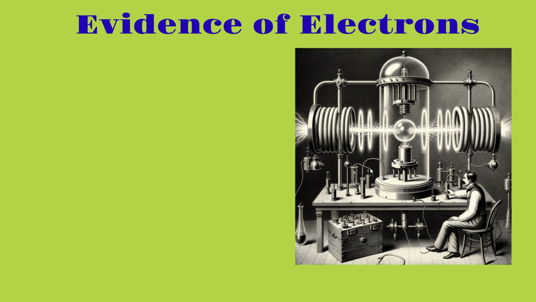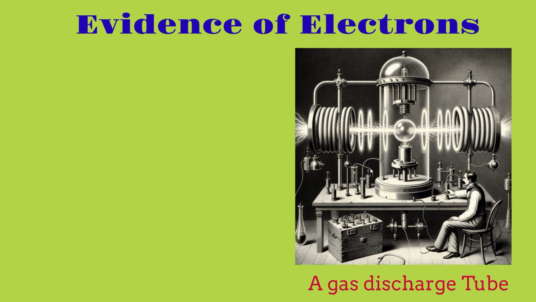Now we're going to talk about the evidence of electrons. With Dalton's theory, he did not specifically say anything about electrons or protons. He just defined the shape and gave a few different principles of it. So now we're going to see how electrons came into play, further enhancing Dalton's theory.